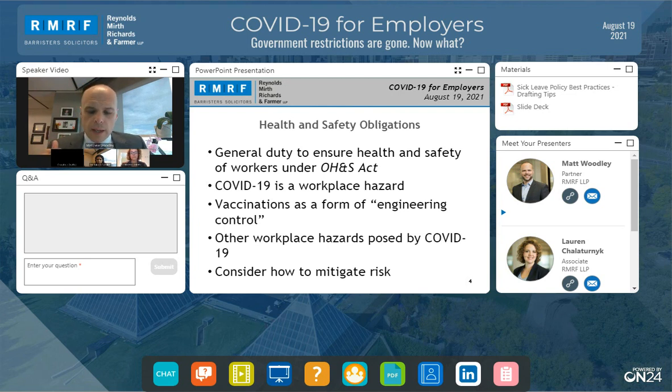So given that vaccinations have been identified by Occupational Health and Safety as, I say, the gold standard for mitigating the risks associated with workplace injuries and illness, it's very important that employers review their policies with respect to vaccinations or with respect to communicable diseases if you have one in the workplace. And you need to be thinking about how vaccination policies might fit into your overall plan to reduce the risk of transmission in the workplace.